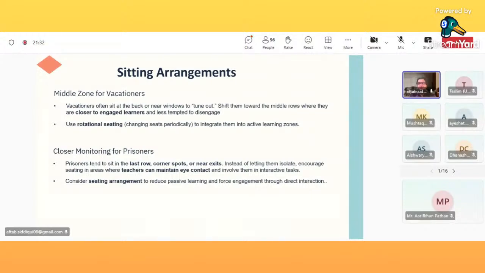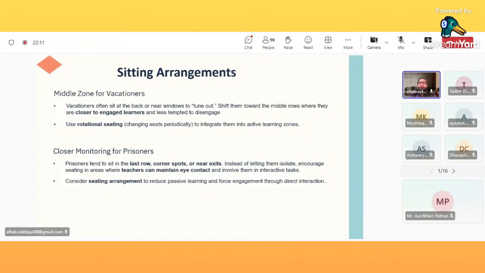You can use rotational sitting also. You cannot do it on a daily basis, but on a weekly basis, after 15 days, you can do some rotational sitting arrangements. Okay, this also keeps the students very activated. It gives the impression that this professor, this teacher, is very passionate and is using an approach which enhances our learning. So just twisting the sitting arrangements will help them.